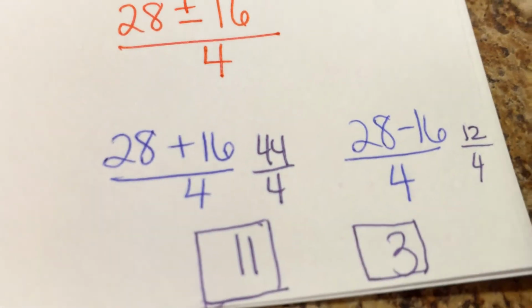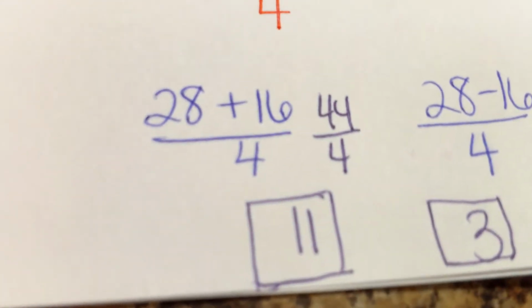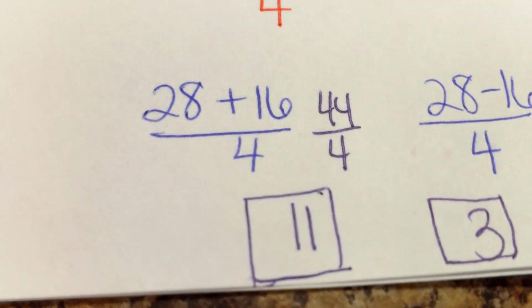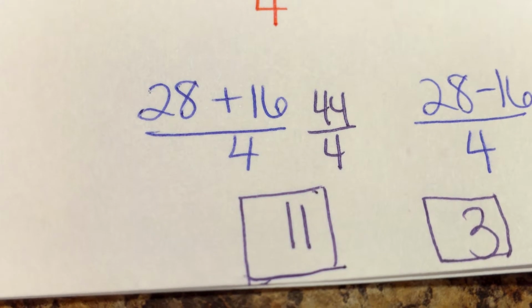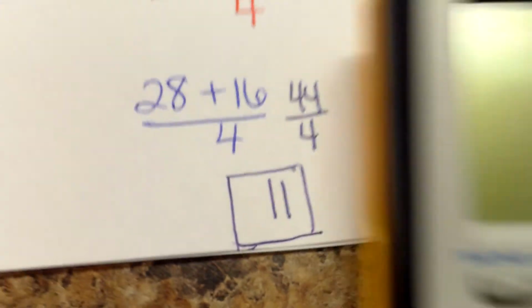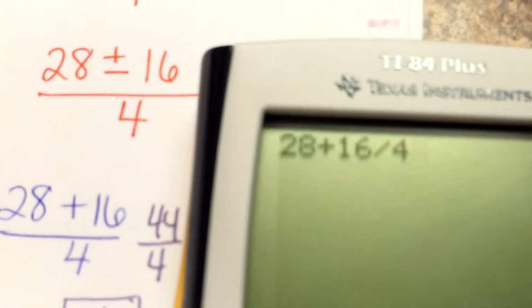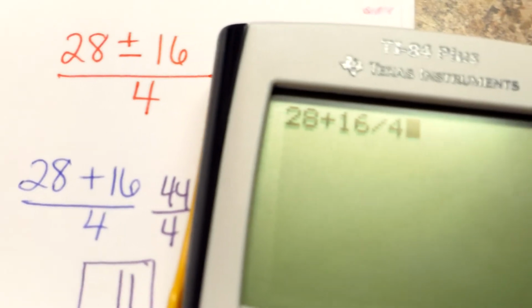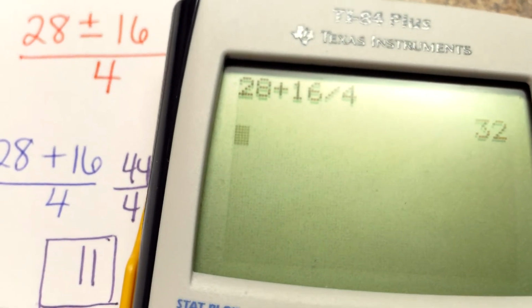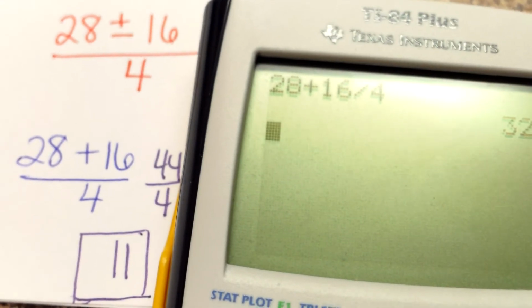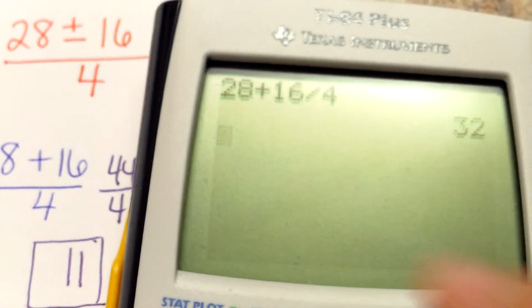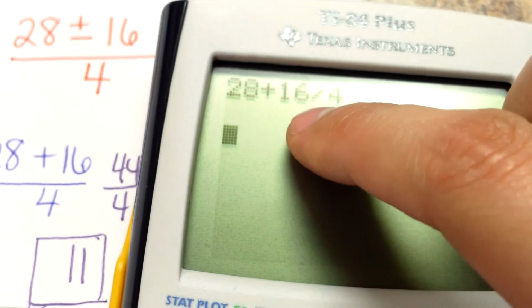There you go. And now let me go back over here very quickly because there is something I need to go over. If you try and do this entire thing all at once in the calculator, you have to be careful, because watch what happens if you don't do it correctly. So here I put it the way it looks, 28 plus 16 divided by 4. That's a mistake a lot of kids do, and you end up with a completely different answer. You end up with 32 instead of 11. Why? Because you did not put parentheses first.